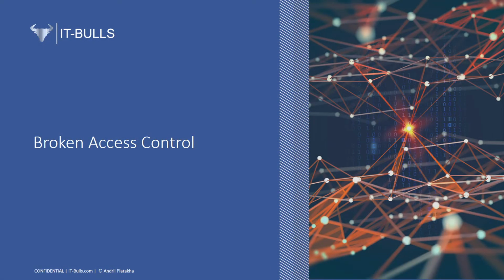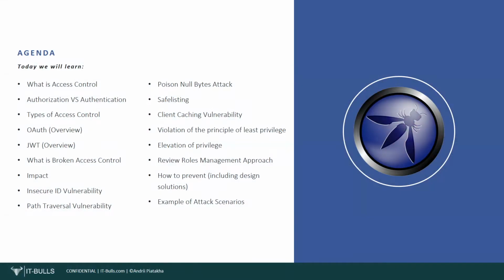Hello team, in this lesson we start review of the first category of the OWASP Top 10. We are going to discuss today the broken access control category. We'll start from learning what an access control is. When we learn what access control is, you will be able to understand what broken access control is, and you will be able to understand the potential impact.